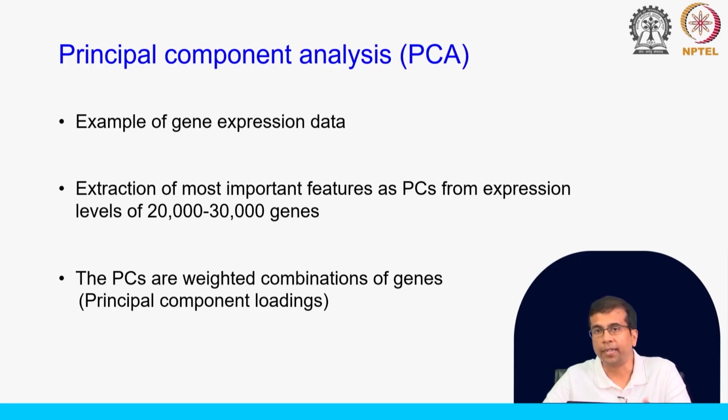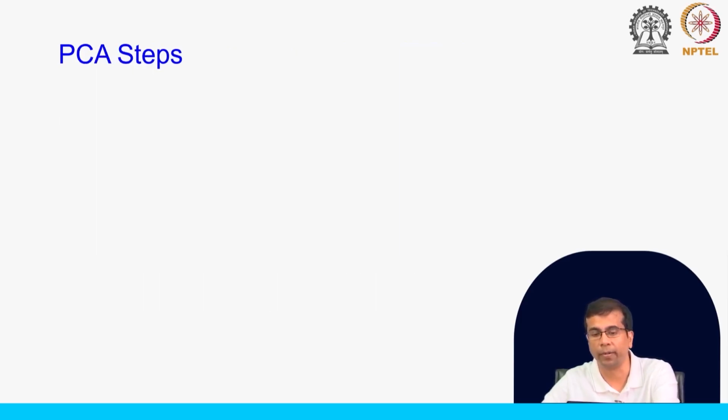So, as I said, these principal components are transformed. They result from a transformation of the original data set. So, what we want to do now is discuss these PCA steps. What are the steps that we perform to actually get these PCs, very briefly, without going into the full mathematics? So, what are the steps?